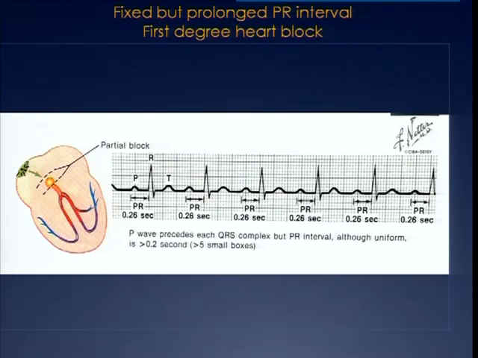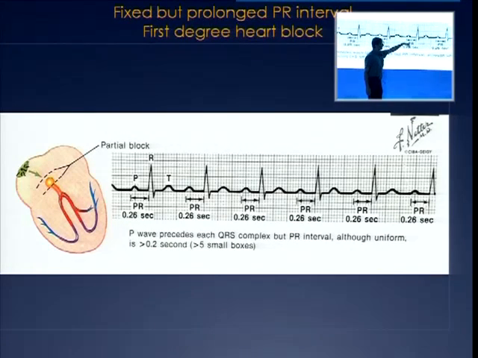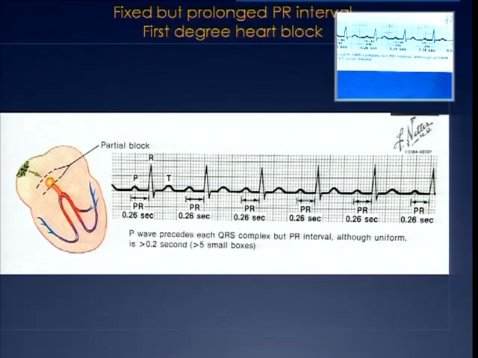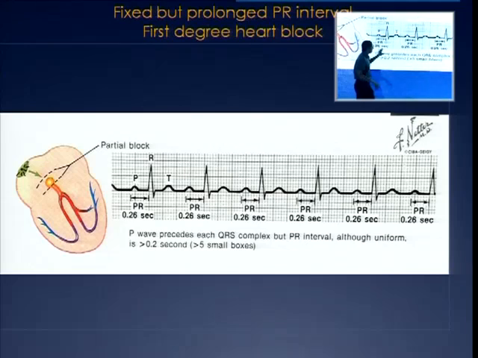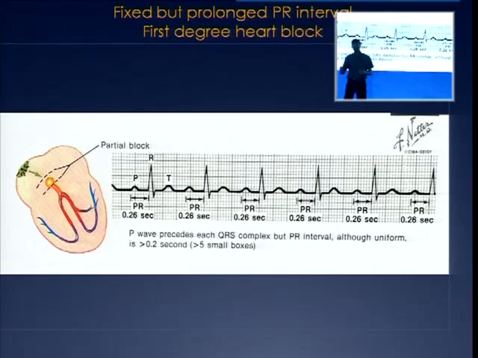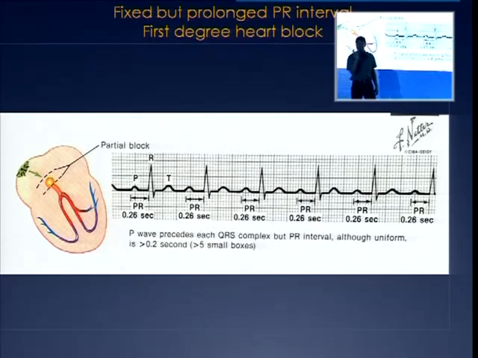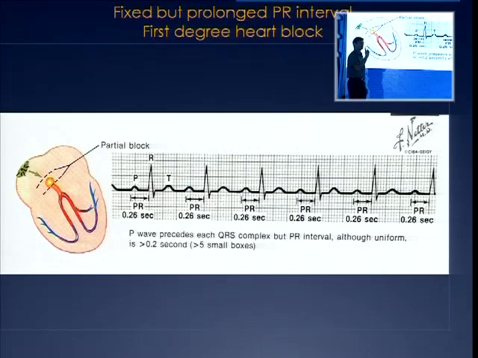This is a situation where the first impulse gets delayed, the second gets more delayed, the third gets more delayed. I'm sorry, I'm talking about the mobitz type 1. This is just prolonged, constant PR. I'm very sorry. 0.26, 0.26, 0.26. It just takes a little longer than usual, first degree heart block. But every impulse gets through. For every atrial beat, there is a ventricular beat. Only thing is it's a little slower.